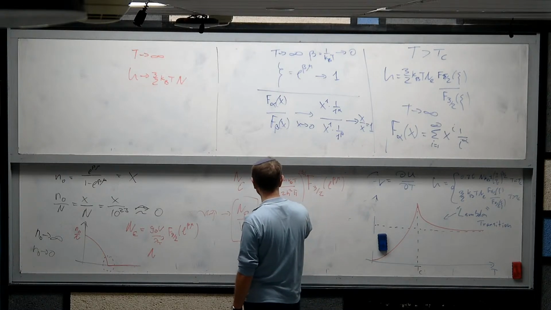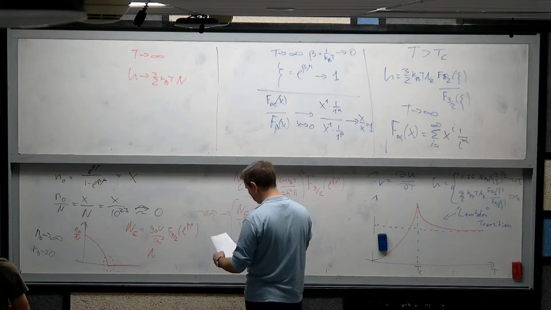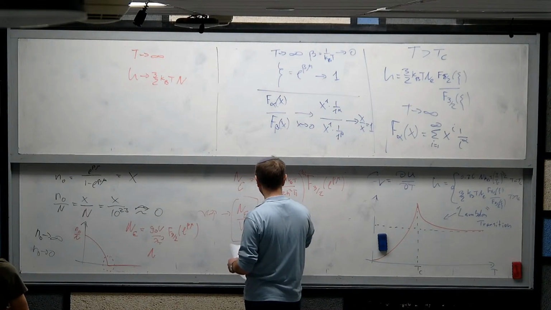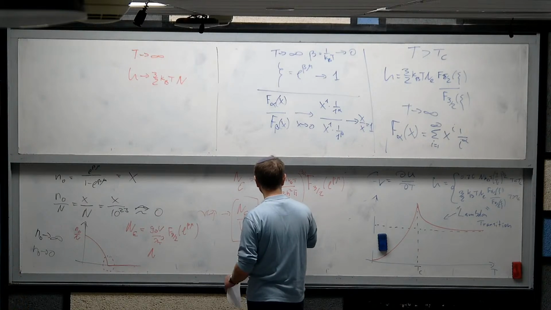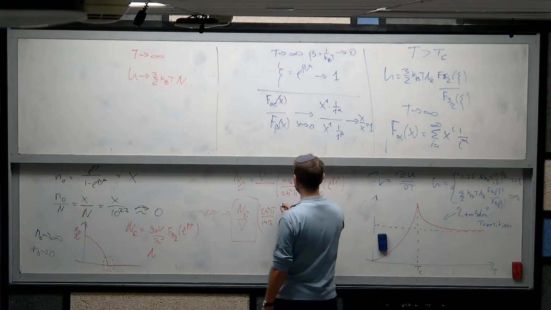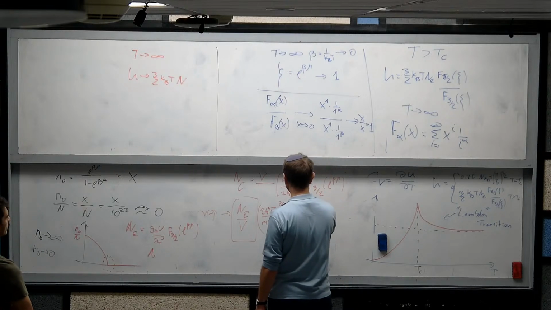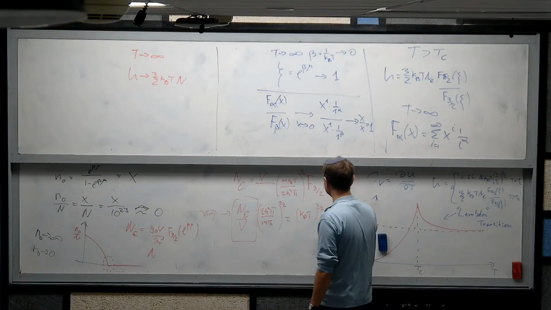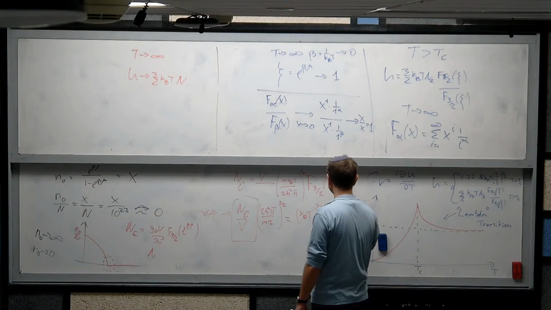אז יש לך פה 2h בריבוע פאי חלקי m k בולצמן, או נשאיר את זה k בולצמן t, בחזקת 3 חצאים, שווה ל-k בולצמן t בחזקת 3 חצאים, f 3 חצאים, e בטא מיו.